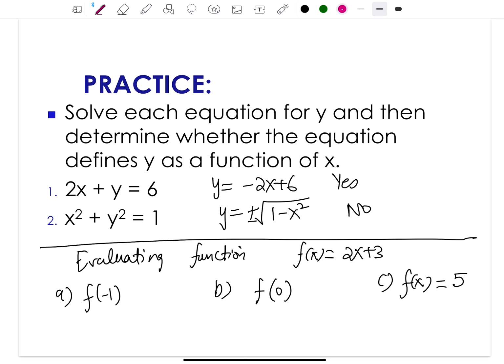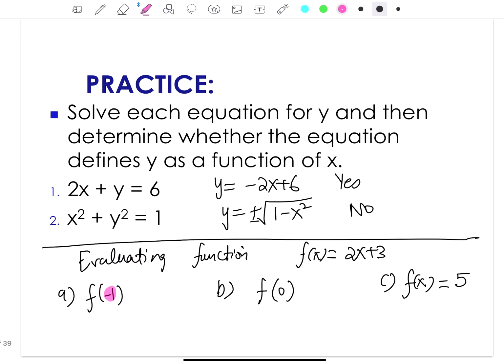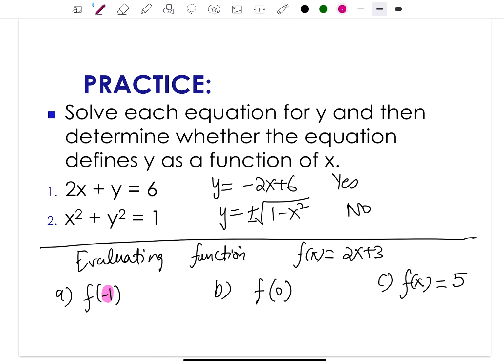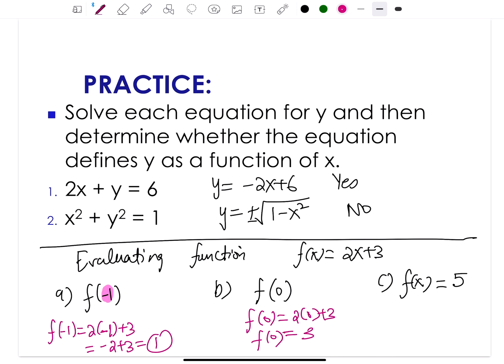For the first one, we're looking for f of -1. So I'm given the x value here, and I'm trying to find the y value when x is -1. That means f of -1 would be 2 times -1 plus 3. Replace the x by -1. -2 plus 3 is 1. Next one, f of 0. Replace the x by 0. 2 times 0 is 0. So f of 0 will be 3. That means when x is 0, y will be equal to 3 for this given function.